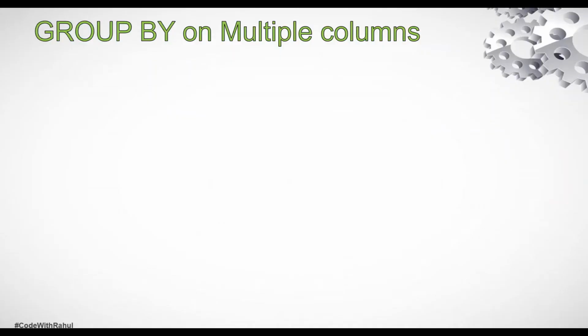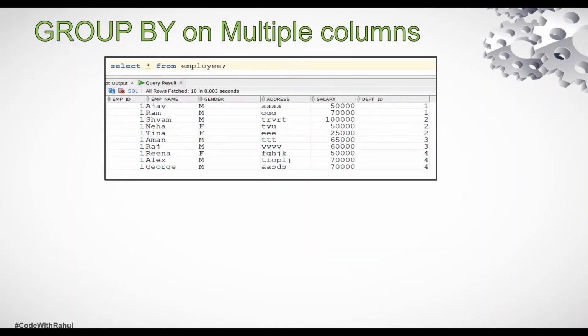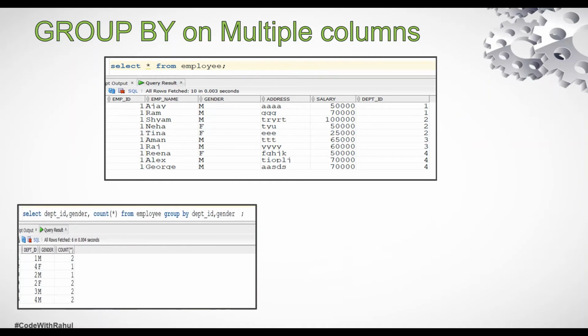Group by on multiple columns. In my previous video, as I explained, we can do an order by on multiple columns. In a similar way, we can do a group by on multiple columns as well. Same example, same employee table. Let's suppose we have to do a group by not only on the department ID column, we are doing a group by on department ID and gender. So this query will give us the count based on the group by of department ID and gender. So just focus on the first result set.